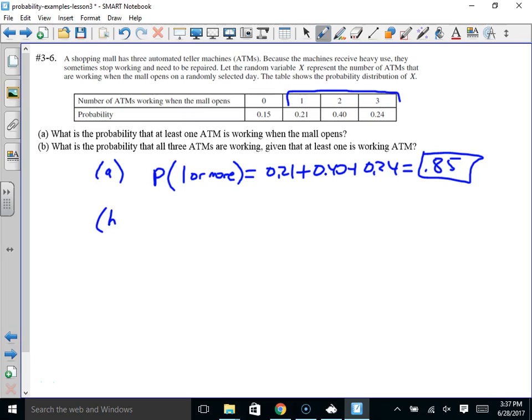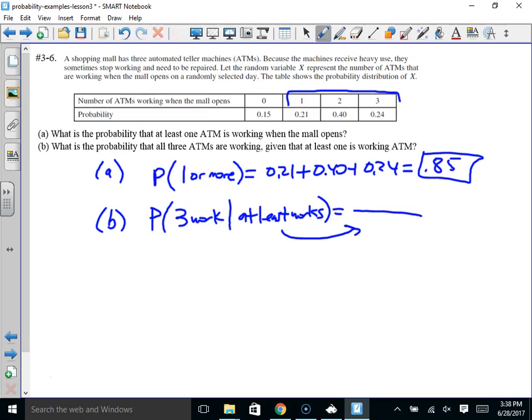More importantly, though, is this question here. What's the probability that all 3 ATMs are working given that at least 1 is working? That's definitely a conditional probability. We want the probability that 3 work given that at least 1 works. Okay, so the at least 1 part is going to form the denominator, and that is the probability we just found. There's an 85% chance that at least 1 works.